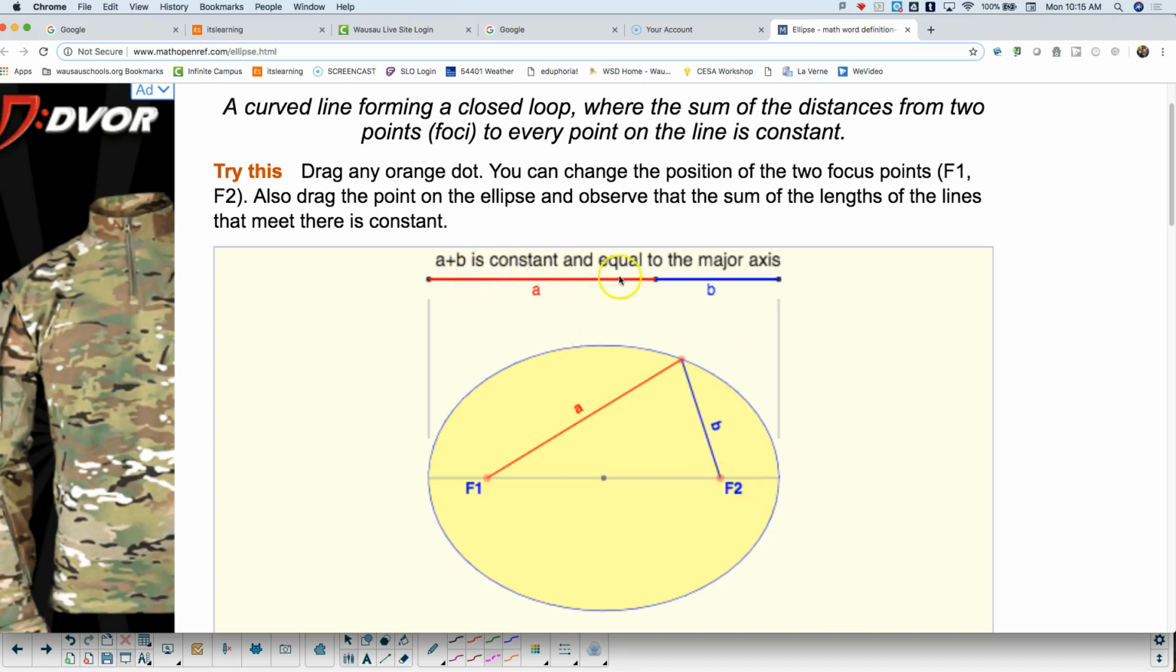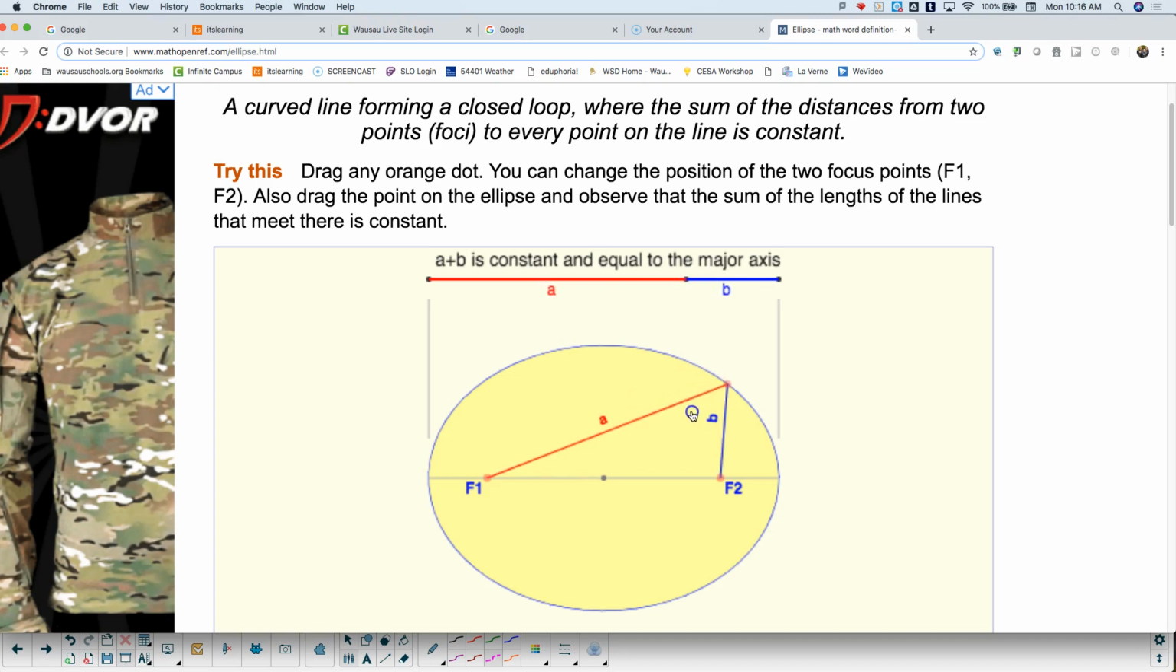So here is A, the distance from the first focus to the point. Here is distance B, the distance from the second focus to the point. And anywhere that I go on that ellipse, that distance is constant. Okay? And that distance is equal to the length of what is called the major axes. Okay? So that distance is always constant for any point that I go.